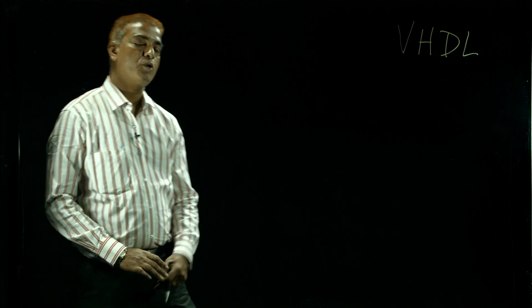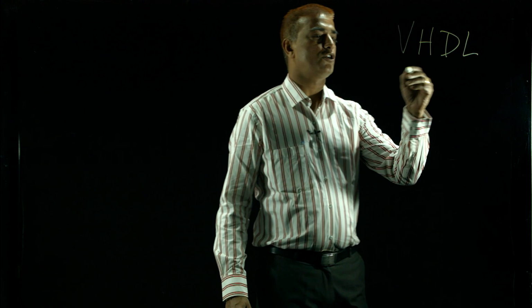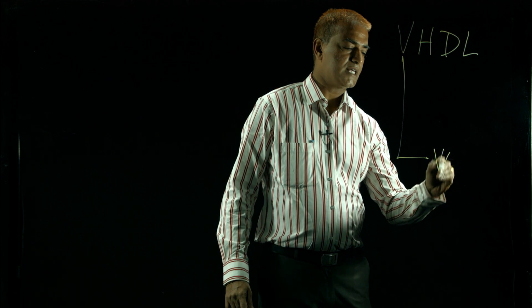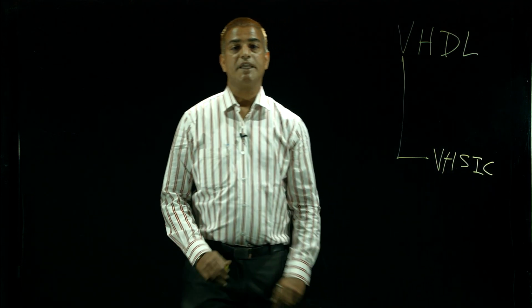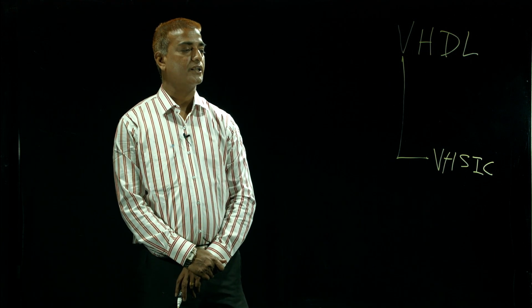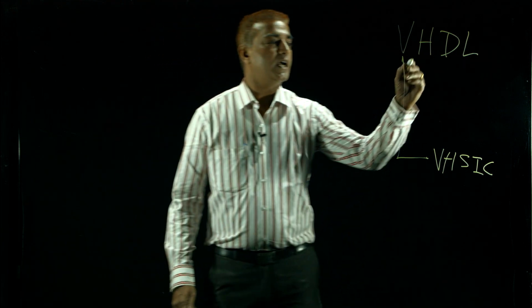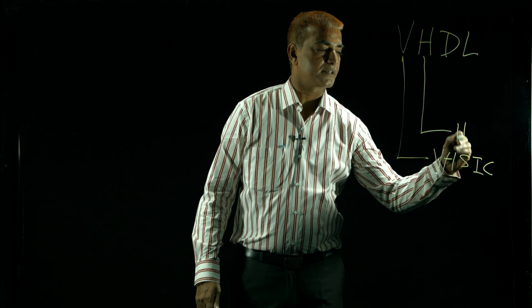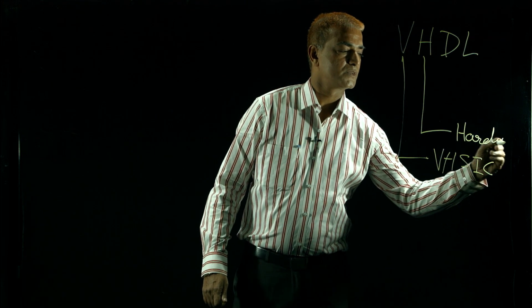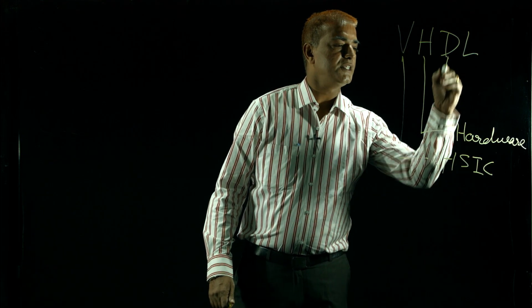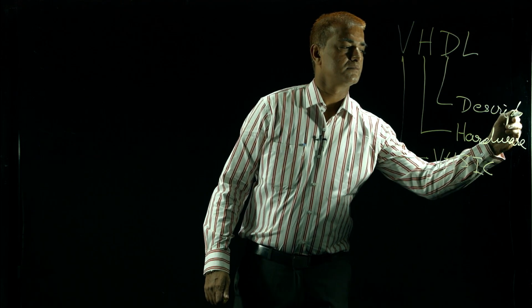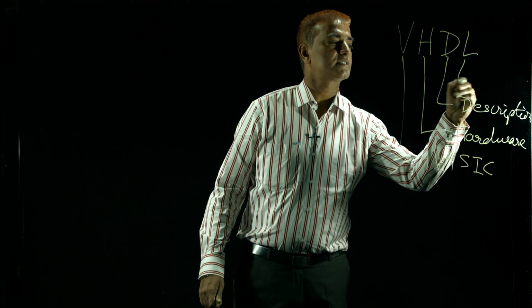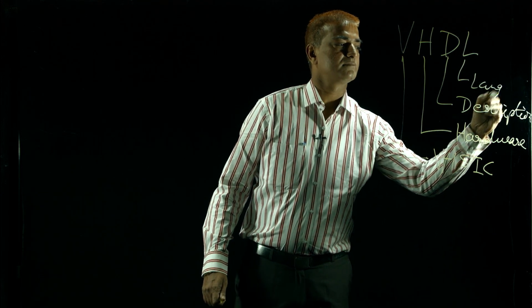Now what is the full form of VHDL? V stands for VHSIC, that is very high speed integrated circuit. H stands for hardware, D stands for description, and L stands for language.